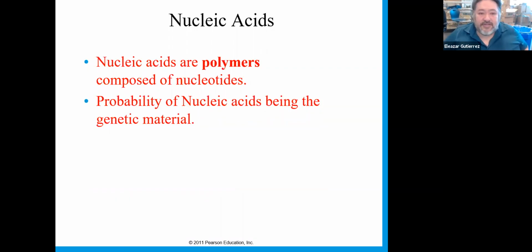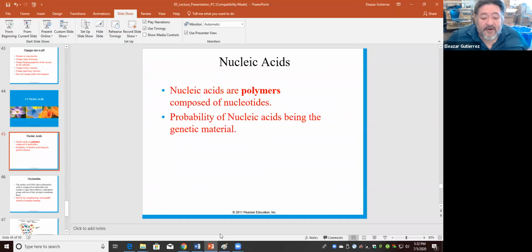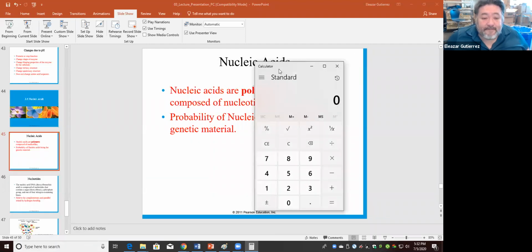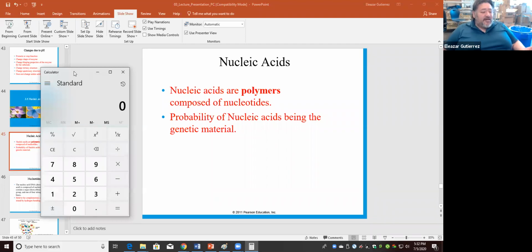Okay, this is the last part, nucleic acids. They're polymers. Polymers of what? They're polymers of nucleotides. So the monomer is a nucleotide, and the polymer is called either DNA or RNA. Okay. And here we're going to talk about the properties of nucleic acids. Now, we're going to go into this in more detail in future chapters.